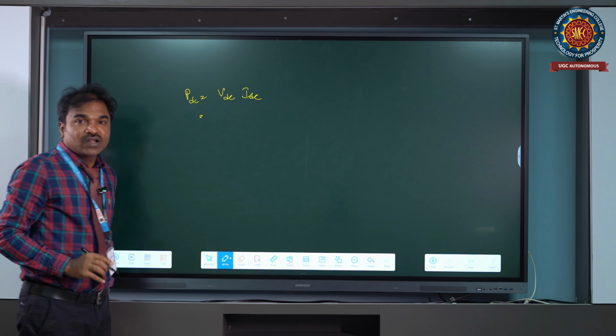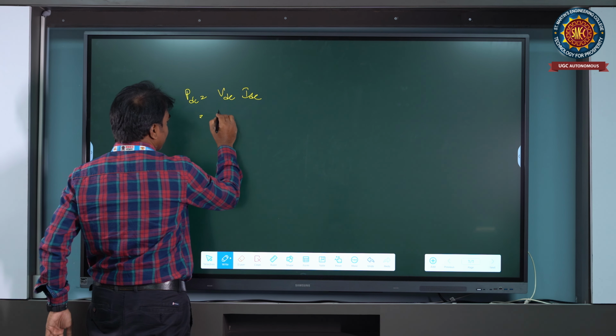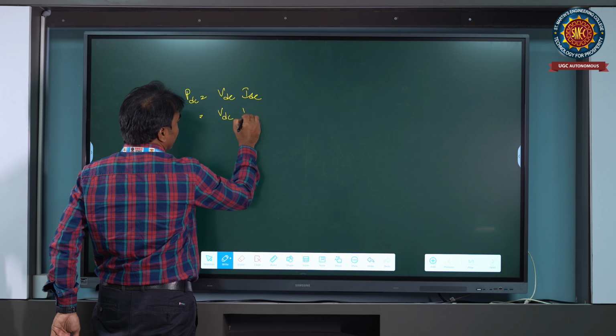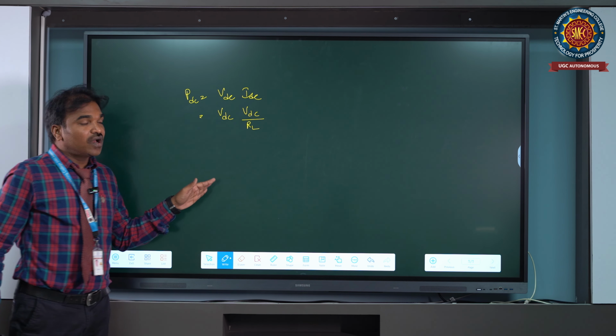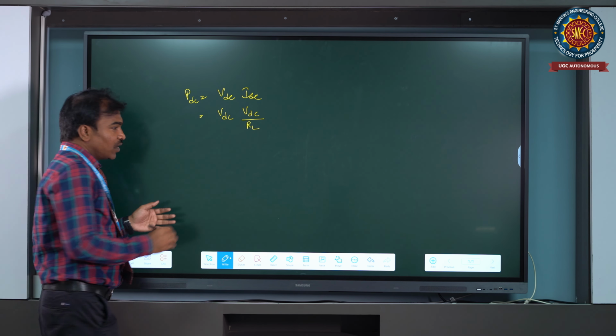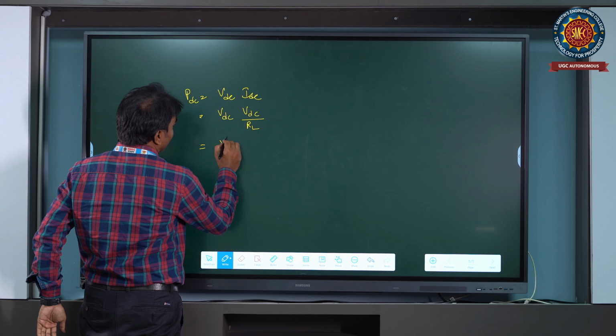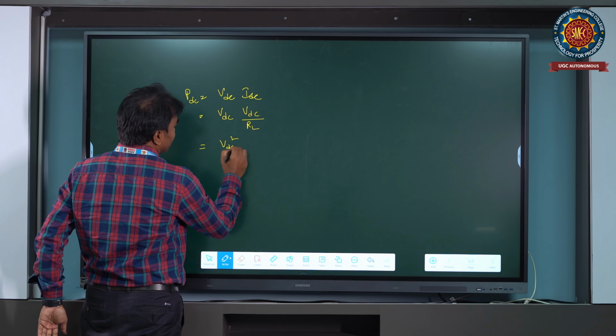Now again, IDC means VDC by RL, since I equals V by R. So what is the equation? PDC equals VDC whole square by RL.